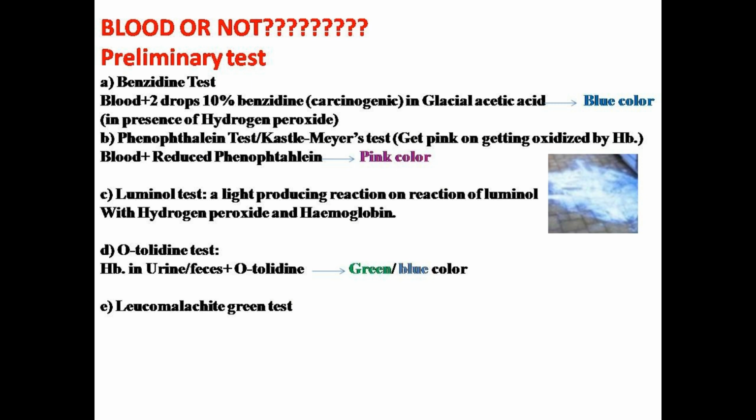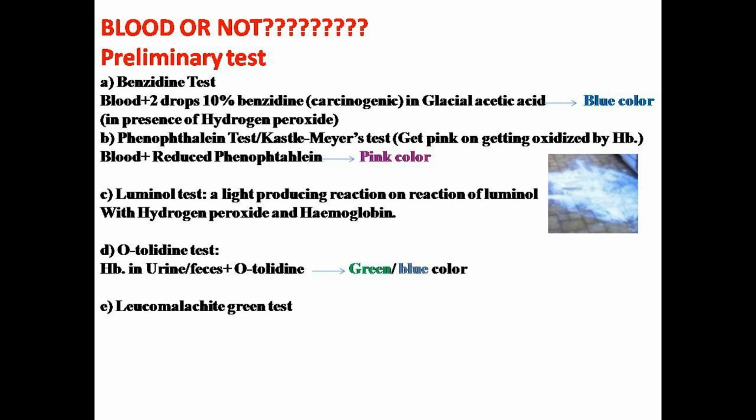Another preliminary test is the phenolphthalein test. It is also called the Kastle-Meyer test. As benzidine is carcinogenic in nature, phenolphthalein is used for doing this test. With phenolphthalein, it gives a pink color. So if it is giving a pink color, then again blood may be present. Phenolphthalein is colorless, but when it is reduced, it gives a pink color and hemoglobin gets oxidized. So this is the principle of the phenolphthalein test.